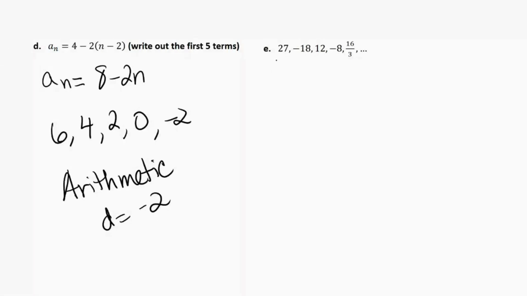Let's look at E here. We go 27, -18, to +12. Seeing that difference in signs should automatically tell you that we're going to be multiplying by something, because that's the only way we can change signs in a sequence, is by multiplying by a common ratio that's going to be negative. So this is going to be geometric.